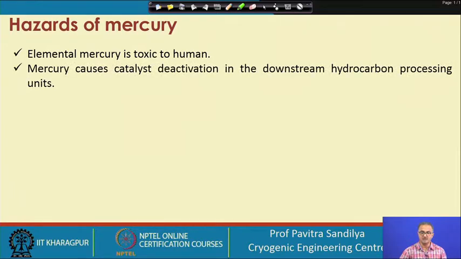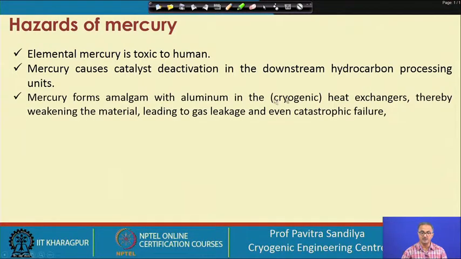And these are some of the hazards caused by the mercury. We know that it is hazardous for humans. Then mercury causes catalyst deactivation in the downstream hydrocarbon processing, so it has to be removed, and it forms amalgam with aluminum, and aluminum is generally used in the cryogenic heat exchangers.